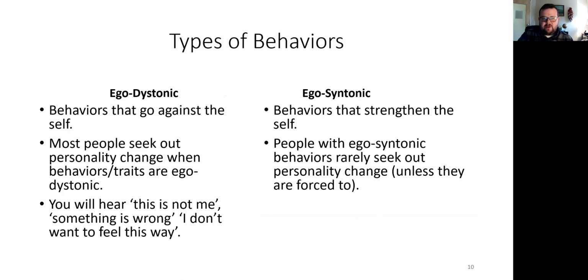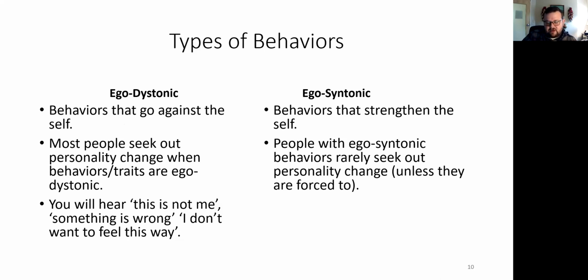So with that internal struggle, we have two types of behaviors that we can classify: ego dystonic and ego syntonic. Ego dystonic is behaviors that go against the self. What I mean by that is I'm doing something that I know is not me, something wrong. I don't want to feel this way. These are important, especially from a clinical lens, because depending on what type of behaviors are being presented, is someone more likely to seek out support and want to change.